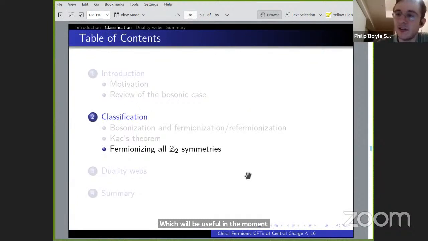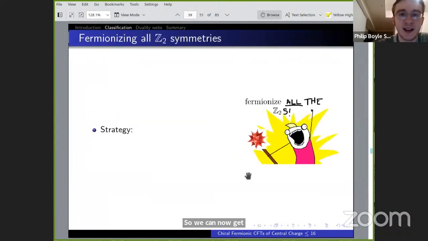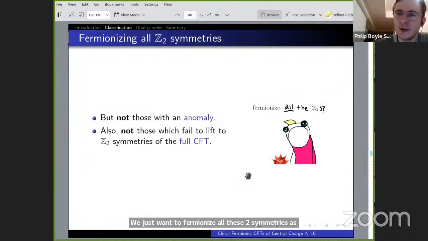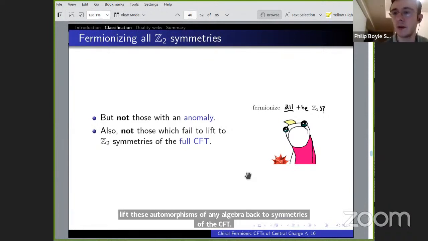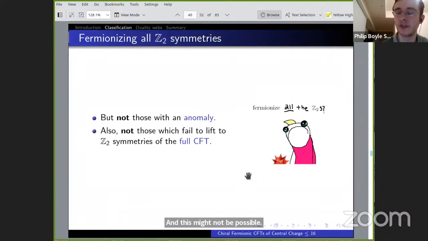So we can now get to the actual main thing we want to do. Our strategy is very simple. We just want to fermionize all these Z2 symmetries, those Z2 symmetries we've found. But is that it? Well, not quite, because remember, we found Z2 automorphisms, but we want to find the Z2 symmetries of the CFT. So we have to lift these automorphisms of the algebra back to symmetries of the CFT. And this might not be possible. And it might be possible, but there might be multiple such symmetries. So there's that. And there's also the problem that they might lift to a Z2 symmetry of the CFT, but those symmetries might have an anomaly, and we can't fermionize an anomalous symmetry. So we have to bear that in mind.